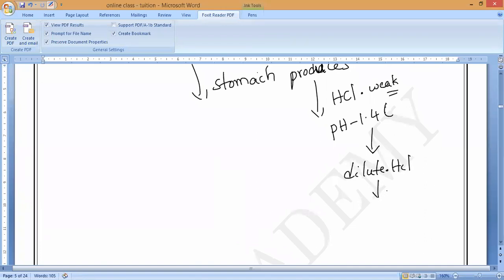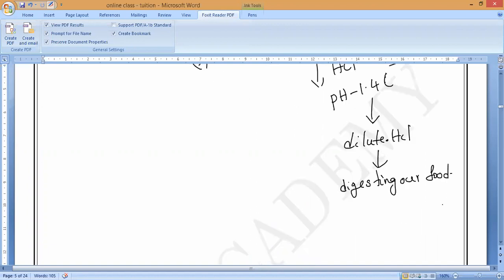And what is the use of this one? It helps in digesting our food, making the medium acidic. That is the importance of it. Now, sometimes excess acid is produced in the stomach due to various reasons, like overeating or eating spicy foods. You can see the excess acid in the stomach causes what? Indigestion, acidity.